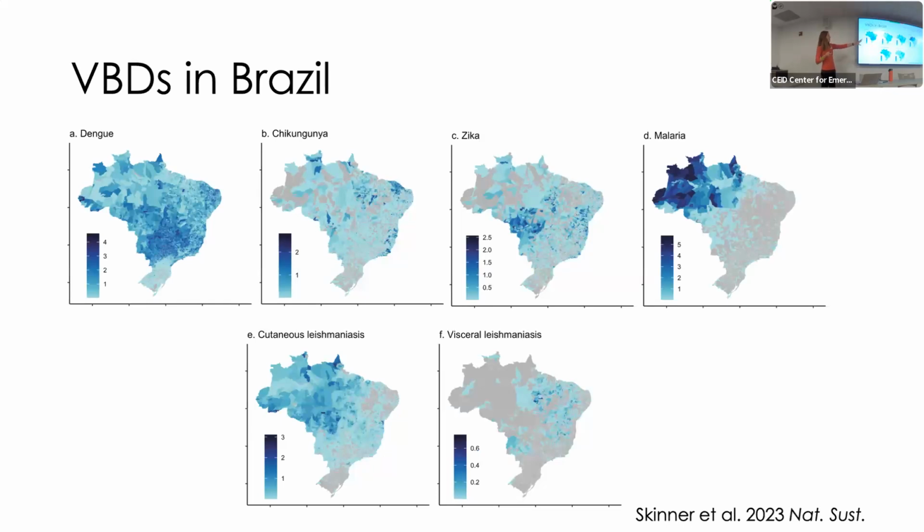So here I'm just showing maps of the average incidence of these diseases in the last decade or so for dengue, chikungunya, Zika, malaria, cutaneous leishmaniasis, and visceral leishmaniasis. So these are important vector-borne diseases in Brazil that are widely reported. We wanted to ask whether we could identify a land use niche for transmission of each of these diseases.